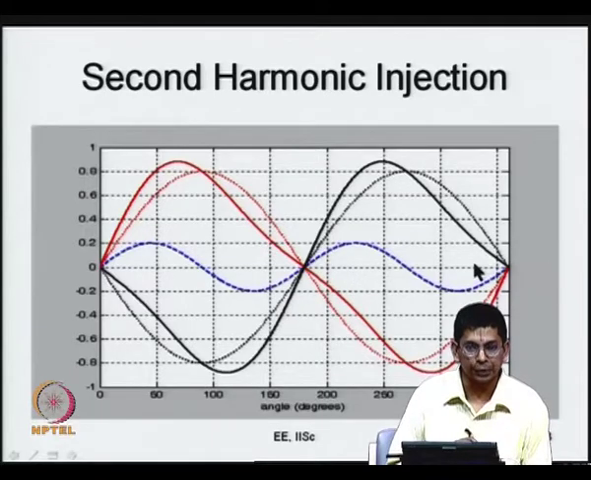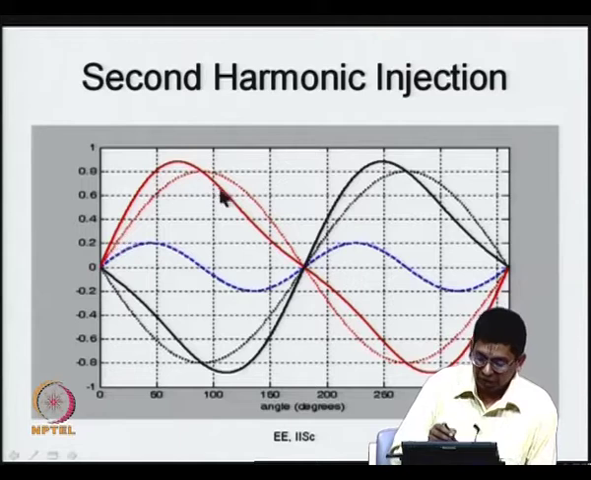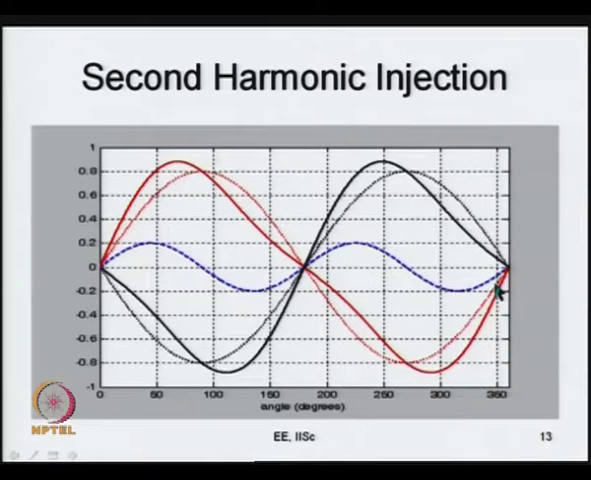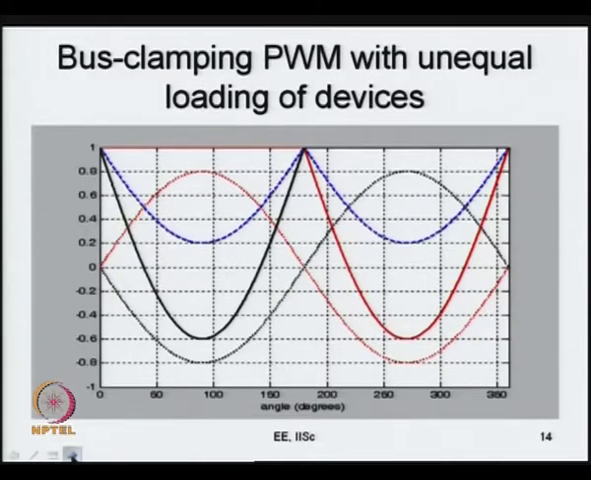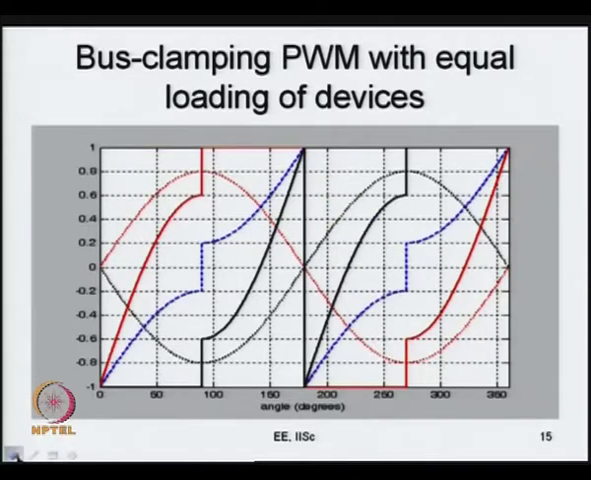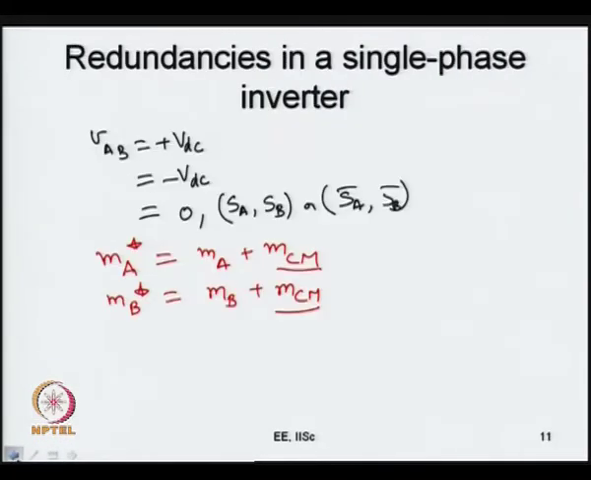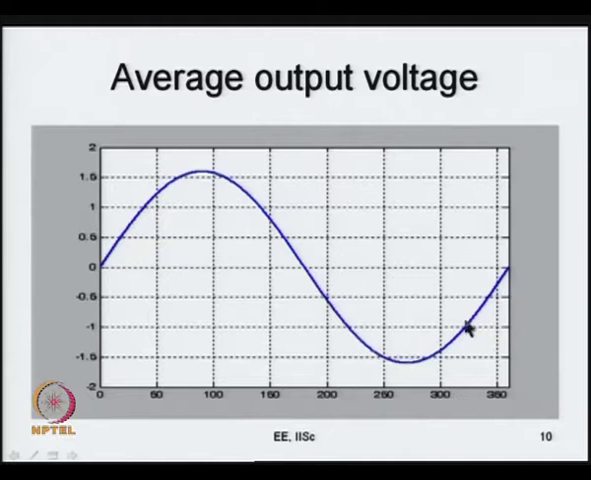Would this affect the output? No. Why? Because the red signal is the average pole voltage for A phase, and this black signal is the average pole voltage for B phase, and the difference between the two is unaffected. VAO average is changed, VBO average is changed, but the difference between VAO average and VBO average is not changed. That is going to remain the same as what we saw before. That is the same kind of sinusoid that we had here, the same kind of sinusoid that we had here.